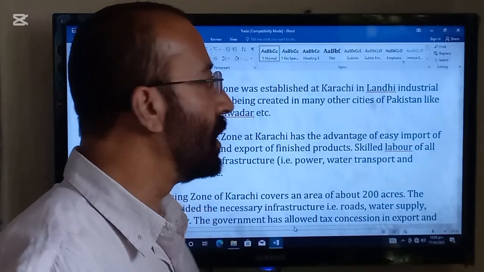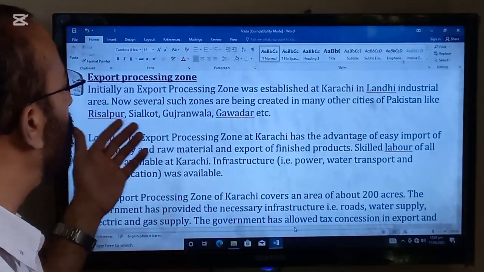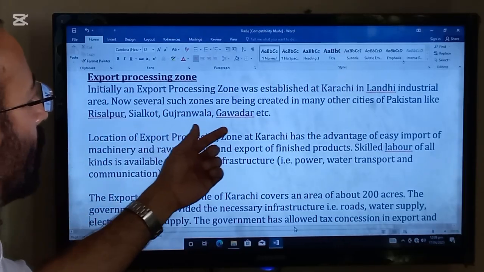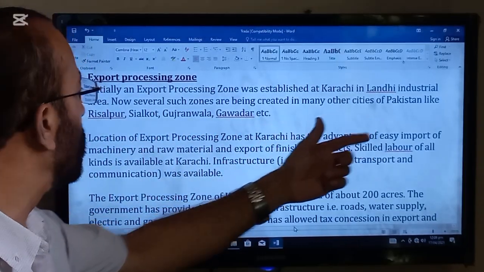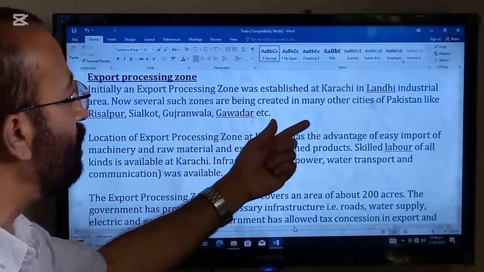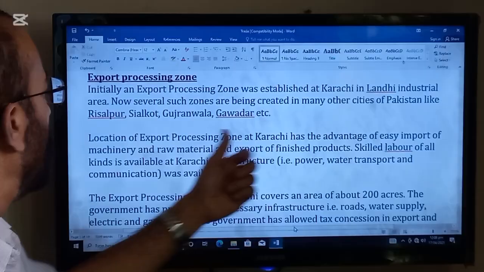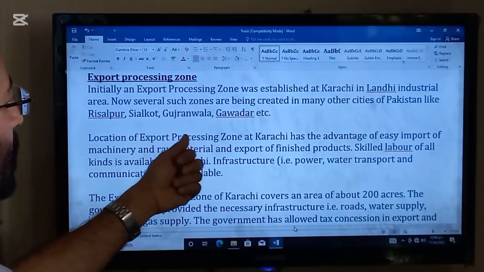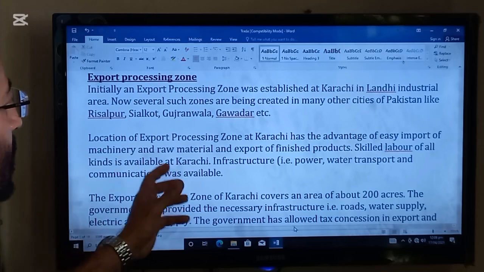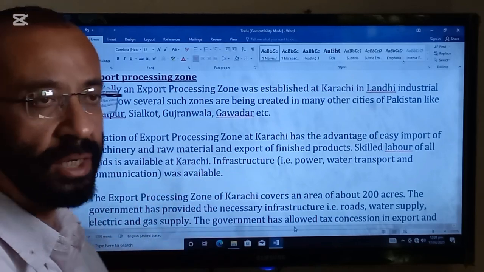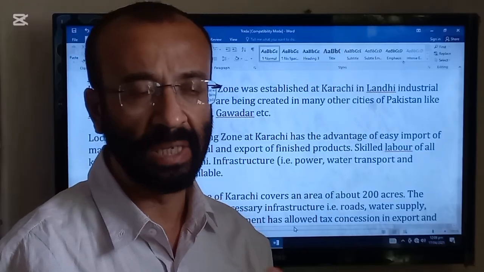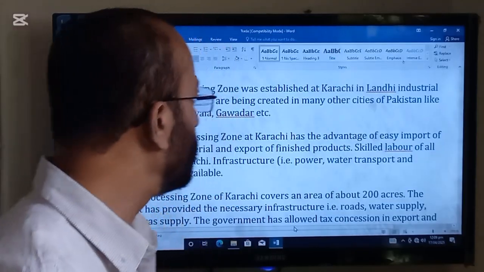The next point in the lecture which we are going to read is the export processing zone. Initially an export processing zone was established at Karachi in Landhi industrial area, but now several such zones are being created in many other cities of Pakistan like Risalpur, Sialkot, Gujranwala, Gwadar, etc. Location of the export processing zone at Karachi. So now we are going to discuss the export processing zone at Karachi. This normally comes in the paper.